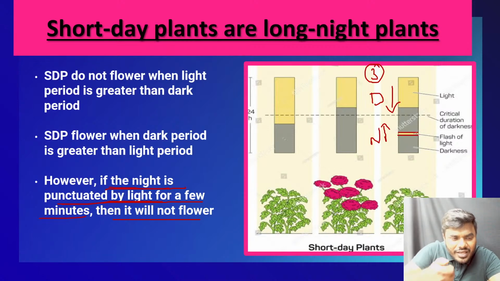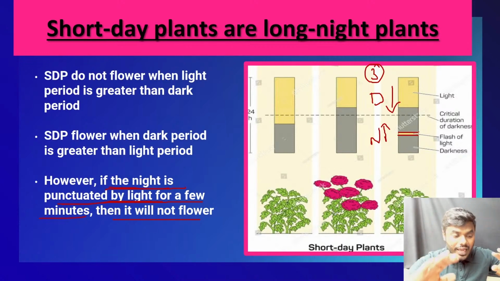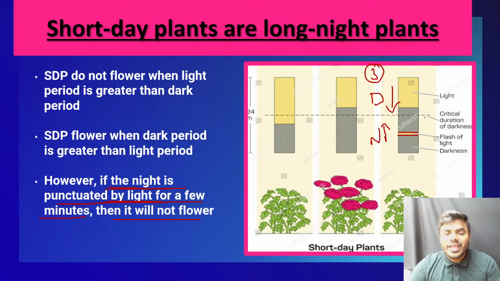By flashing a light. See, in the night what I have done? I have flashed the daylight. When I flashed the daylight, what happened? Night length got punctured. Very simple concept. Friends, whenever night length gets punctured, what happens? Night length is decreasing, and which length will increase? Obviously day length will increase. When there is more day length, undoubtedly friends, short day plants are not going to flower.